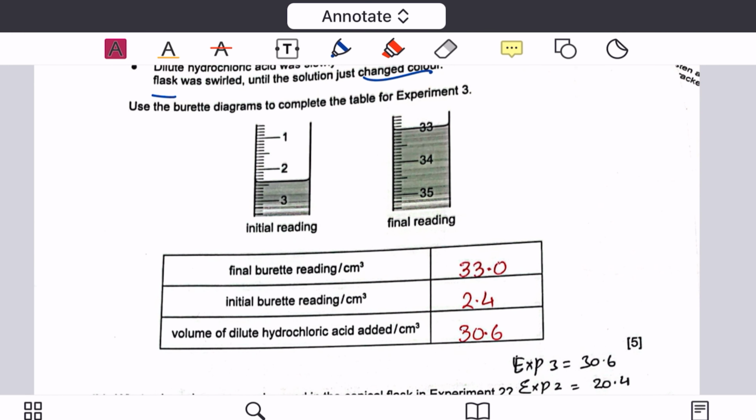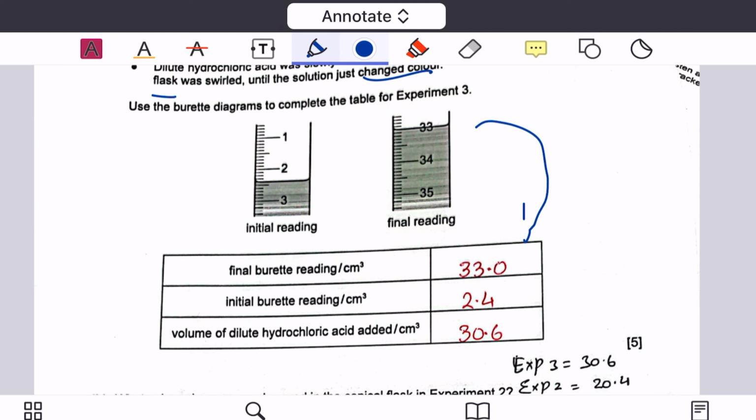Use the burette diagrams to complete the table for experiment 3. Here, the burette reading is showing a final reading of 33 cubic centimeters and 2.4 as the initial burette reading, and the difference is 30.6 cubic centimeters.